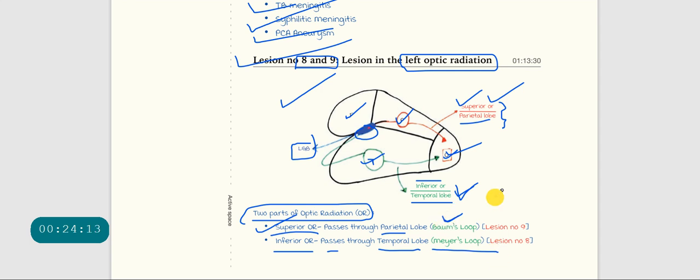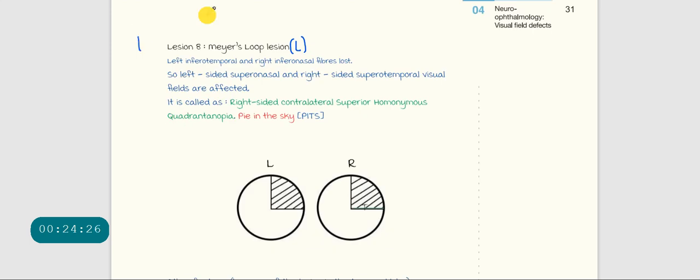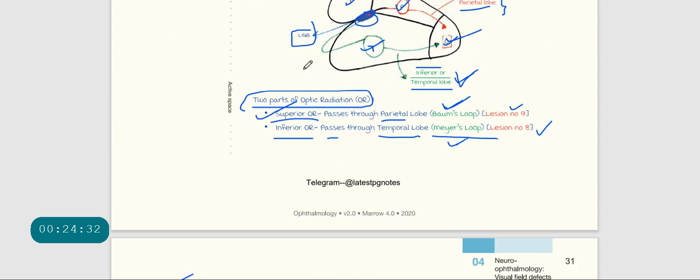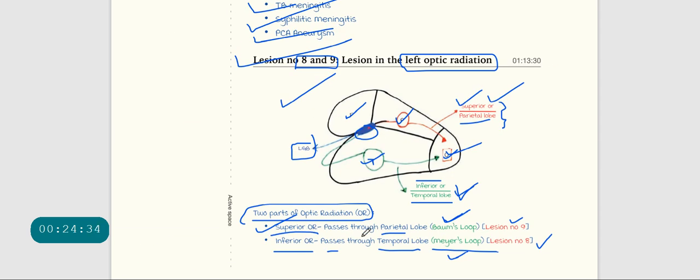So first we are going to discuss lesion number 8, that is also called the Meyer's loop lesion. In the Meyer's loop lesion, what was affected? The inferior optic radiations were being affected. And if the inferior optic radiations are affected, then the vision affected would be the superior one. Very simple. Let us see.